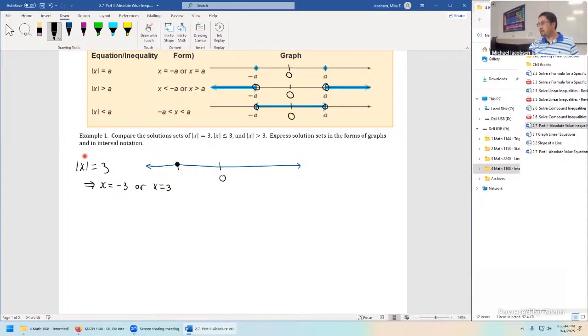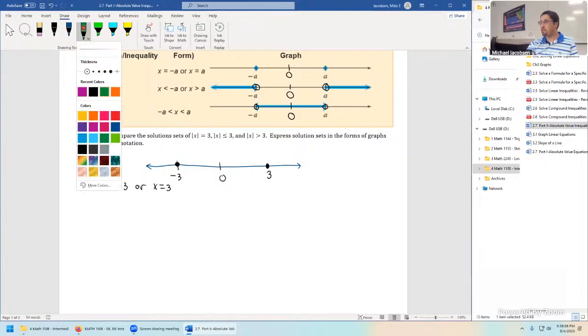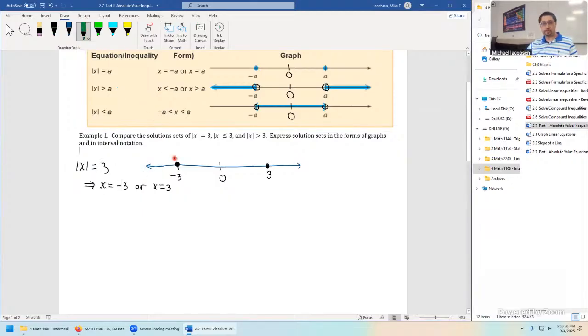So here's the -3 portion. Here's the +3 portion. It's said to express the solution sets in interval notation, but this is the one time interval notation doesn't apply because these are just two discrete points. There's no interval of points whatsoever. So I'll just say briefly, interval notation does not apply. So this is the one time we get out of it.